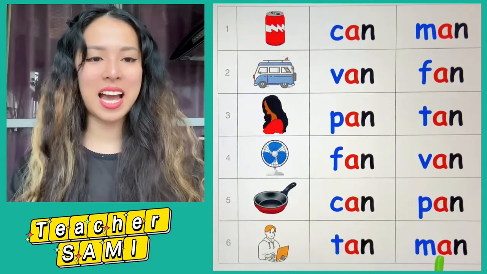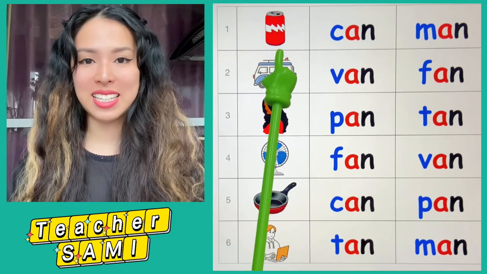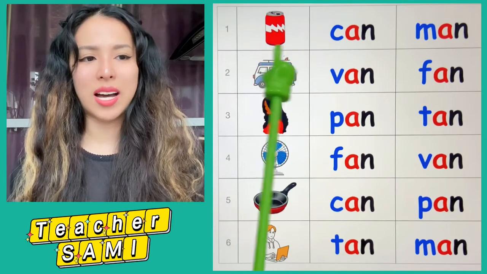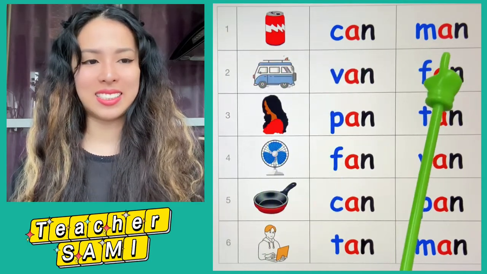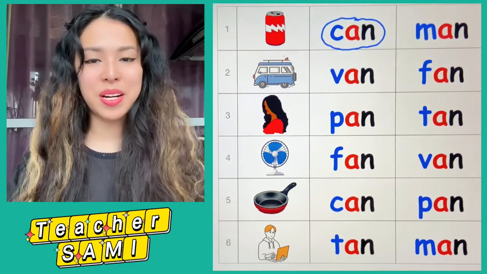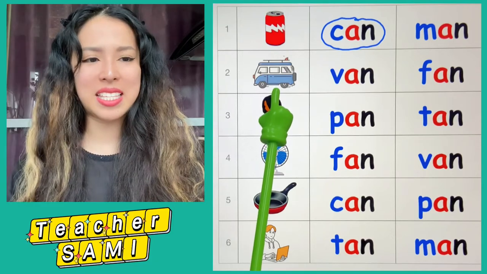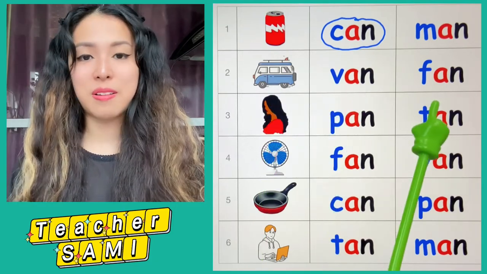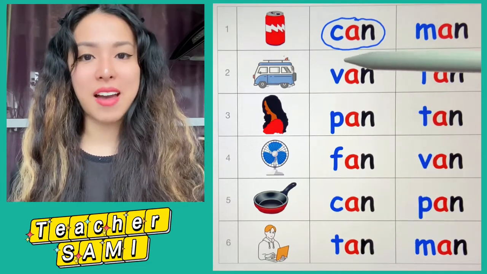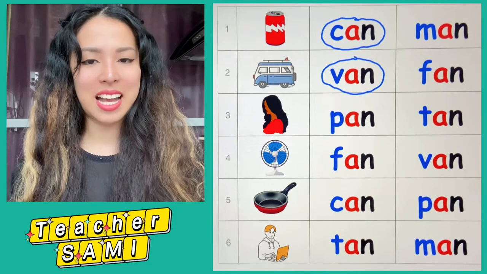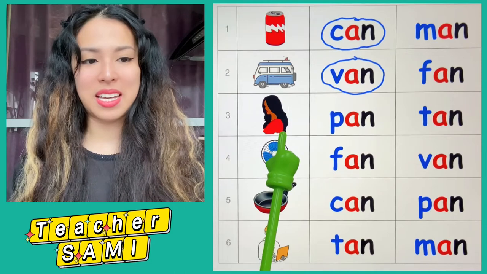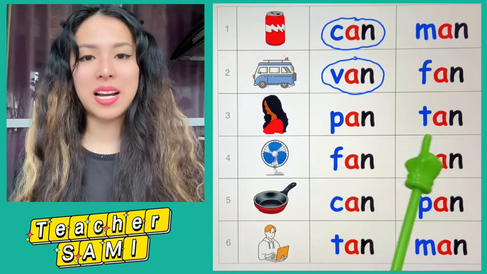Are you ready? Number one. What's this? Right. It's a can, right? Which one is the can? Great. Can. Number two. What's this? Is it a van or a fan? It's a van. Number three. What's this picture? Is it pen or ten?